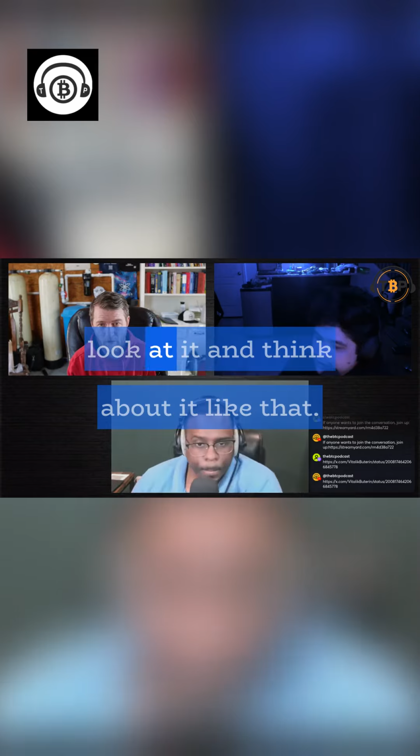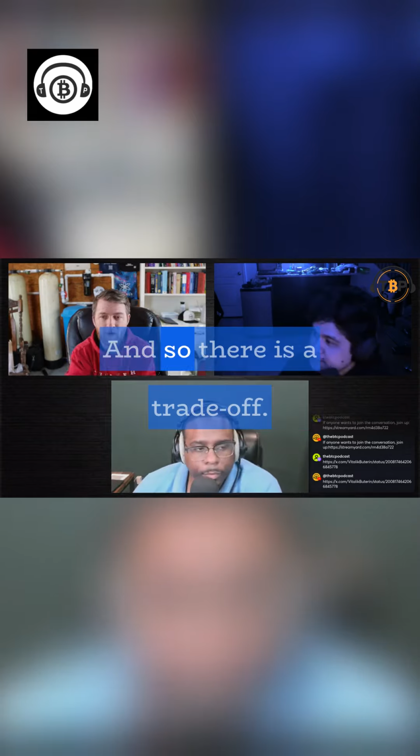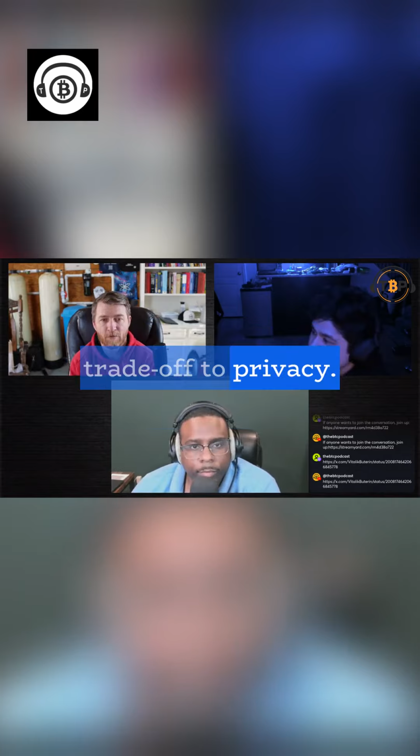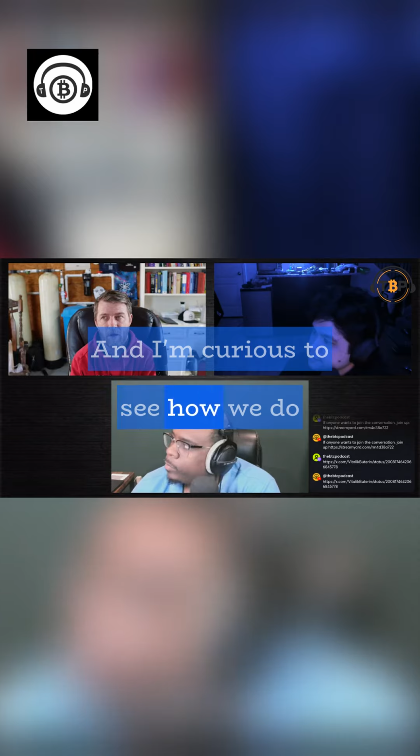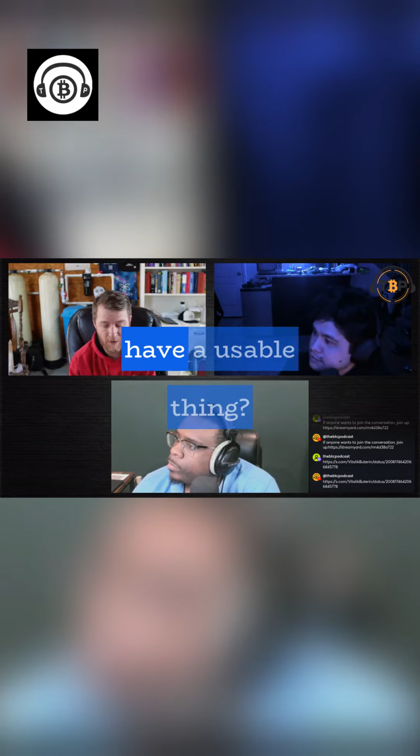That's an interesting way to look at it and think about it like that. And so there is a trade-off. There's a fundamental trade-off to privacy. And I'm curious to see how we do things like zero knowledge that allow us sufficient optimization to have a usable thing.